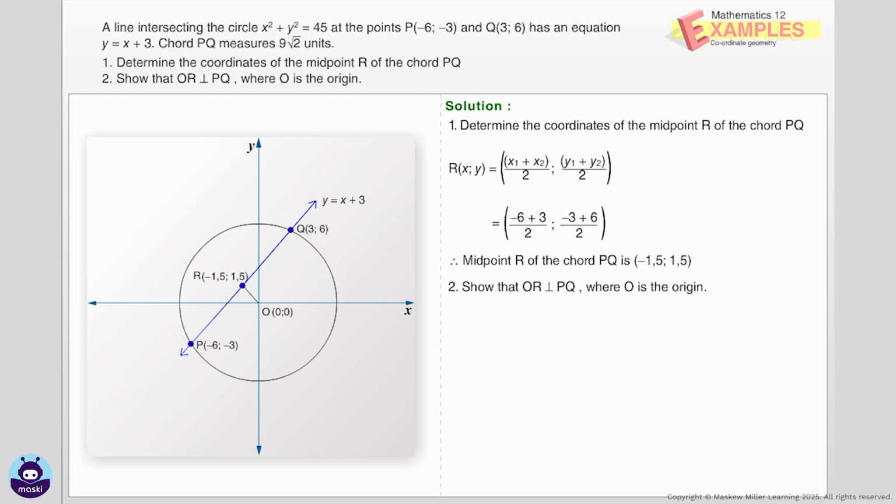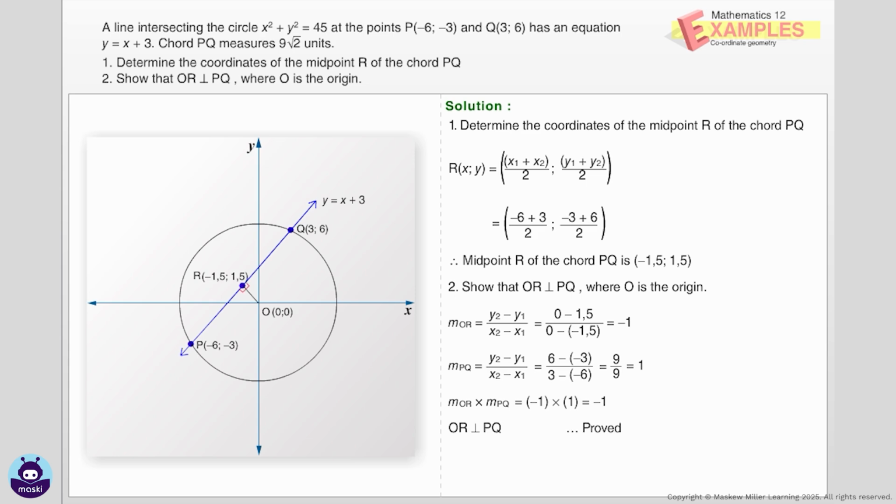We know that the product of the gradients of two perpendicular lines will be -1. Gradient of OR equals -1. Gradient of PQ equals 1. m_OR times m_PQ equals -1 times 1 equals -1. Therefore, OR must be perpendicular to PQ.